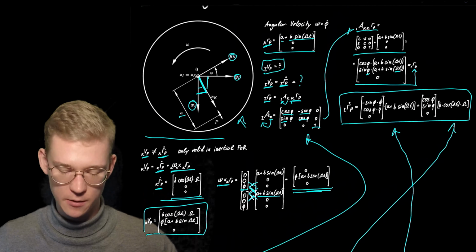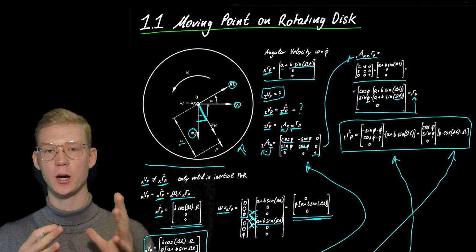I hope this video gave you a small understanding of how we are working with different coordinate frames and how we transform from one coordinate system to another, and that we have to consider the rotation parts of the cross product of our angular velocity and our vector if we are not in the inertial coordinate frame.